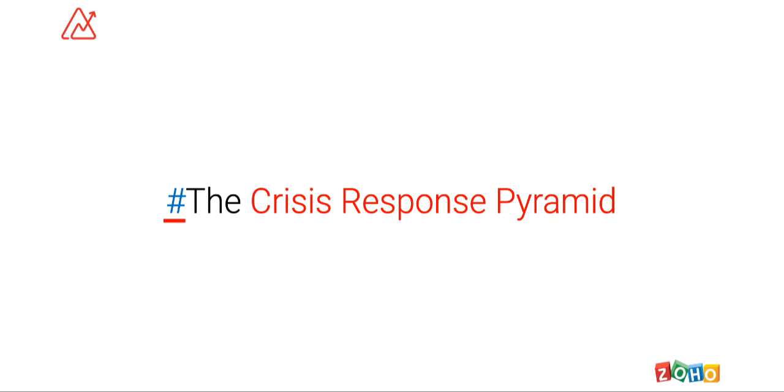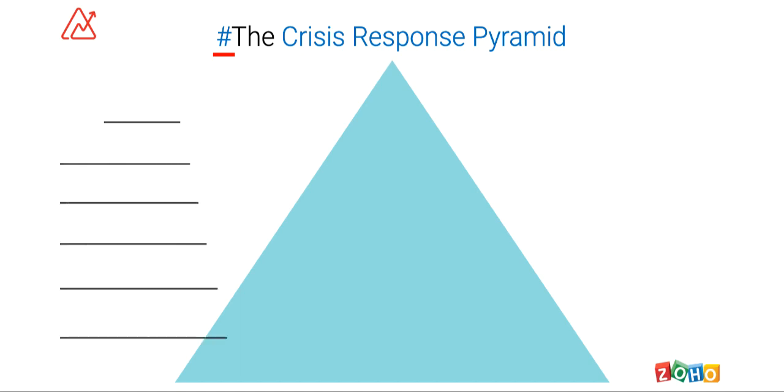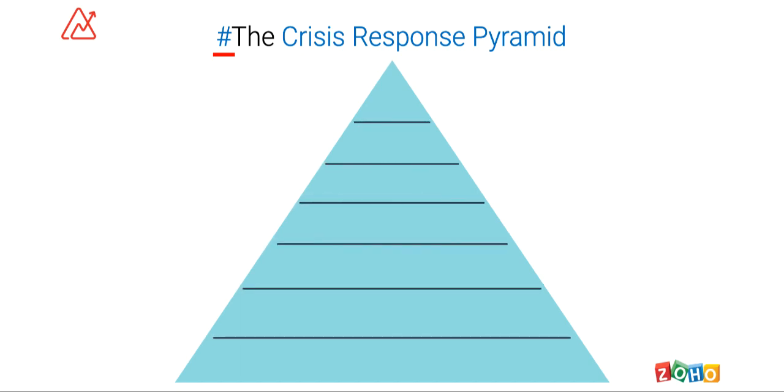Business continuity planning emerged from disaster recovery planning in the early 1970s. Since then, BCPs have been continuously evolving. The crisis response pyramid, or CRP in short, is a simple framework that captures the various elements of a BCP.